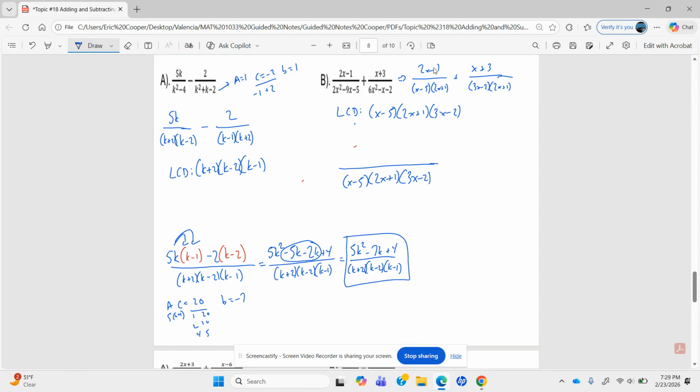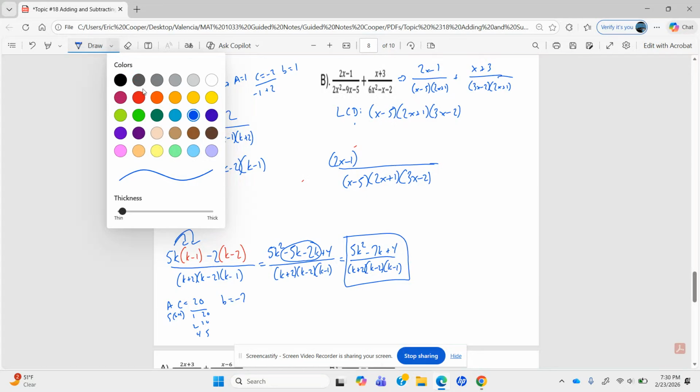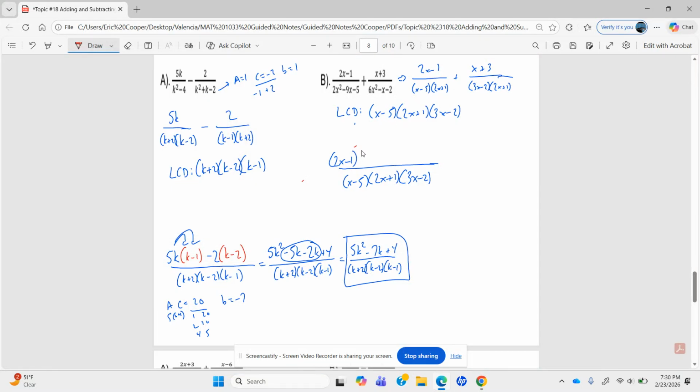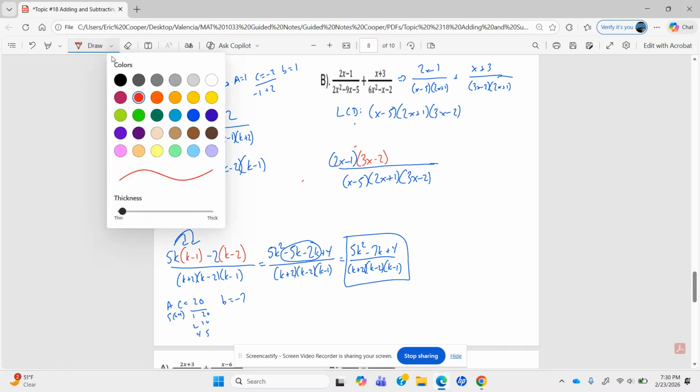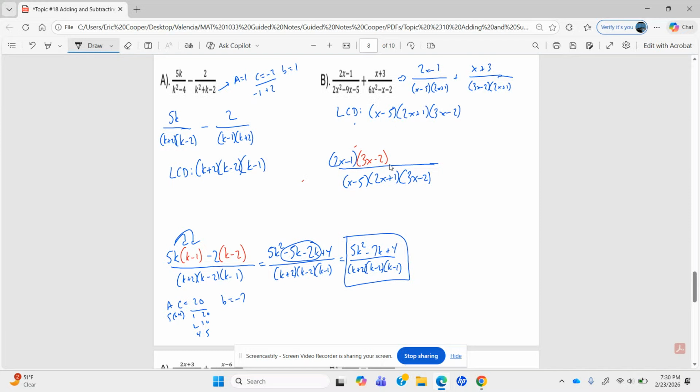Now we're going to go back and adjust the top. We're going to look at each of the parts and see what they were missing. So here, this had an x minus 5 and a 2x plus 1. It did not have the 3x minus 2. So we would need to multiply this by 3x minus 2. This is a plus sign, so plus. Here we had an x plus 3.